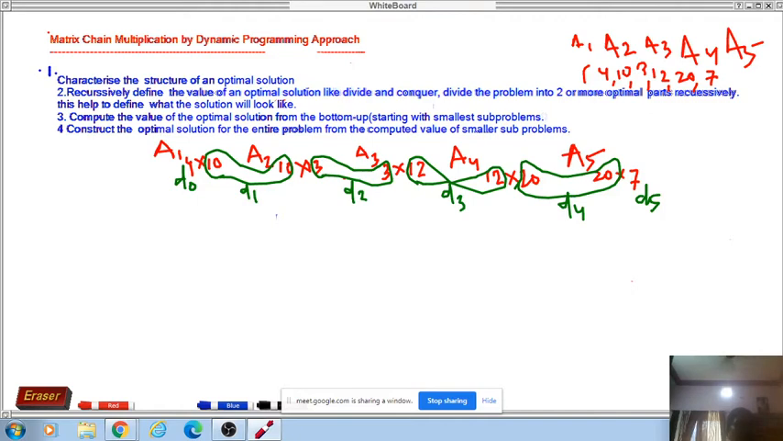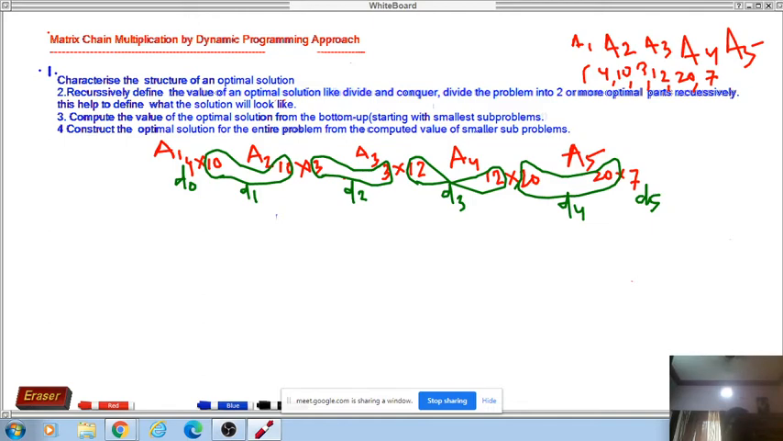So you have to take D1, D2, D3, D4 and D5. D0 is the first case, D1 this one, D2 this, D3 this, D4 this. In that way you have to make the dimensions. You have to give the dimension. Clear? So how are we going to solve this?